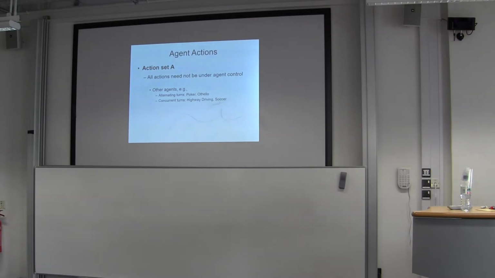different solutions. So you have a game like Othello and poker where I take an action, my opponent takes an action, and we go back and forth, right? And this can be solved by min-max search in a tree. You cannot solve problems with concurrent turns easily by min-max search. Think of highway driving or soccer.